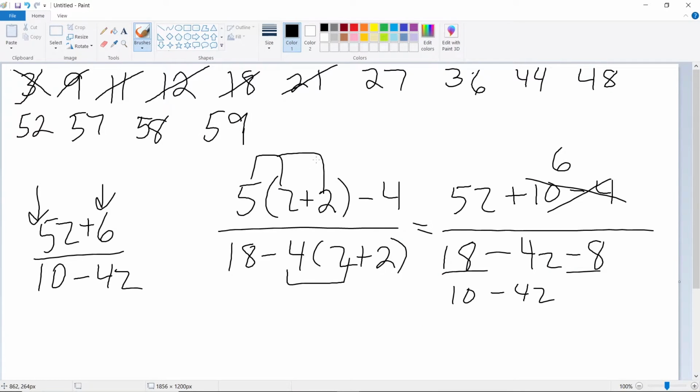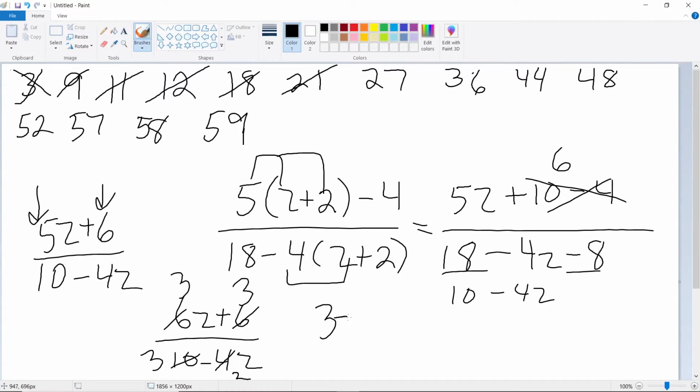So remember, distribute, then combine like terms. And let's say this came out to 6Z plus 6 over 10 minus 4Z. It didn't, but let's pretend it did. Well, now I can divide all the terms by 2. So I'm dividing everything by 2. That would become 3, that would become 3, and that would become 2. So I'd get 3Z plus 6 over 3 minus 2Z.